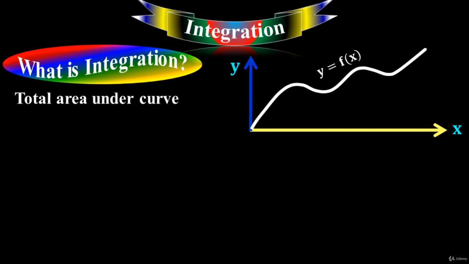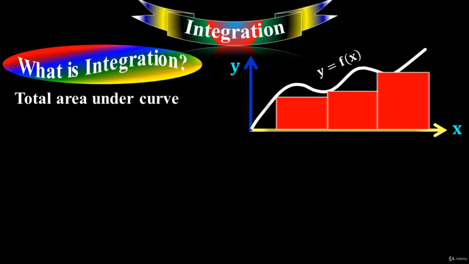Let's first take the Riemann sum. For the Riemann sum, distribute this area under the curve into rectangles. For instance, we have 3 rectangles. What we're going to do here is find the area of each and every single rectangle, and then add all those areas to get the total area under the curve. The area of a rectangle is height times width.